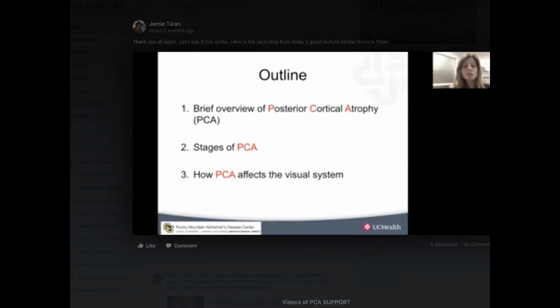I'm also going to discuss the stages of PCA. That was something that Jamie felt would be very important to cover. And then I'm going to spend the majority of the time really discussing how PCA affects the visual system. And so we're going to have some anatomy in there, but I promise to try to present that in a way that really corresponds or helps you understand how it relates to symptoms of PCA.